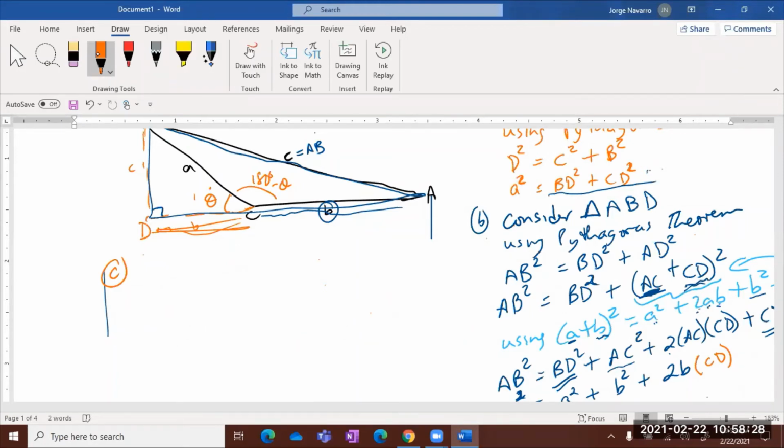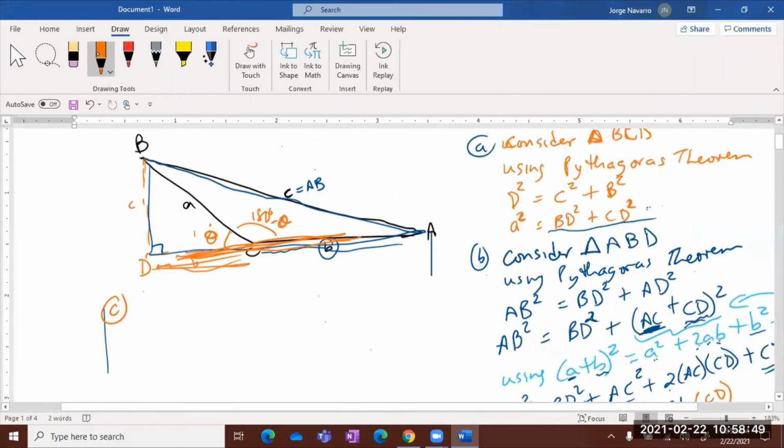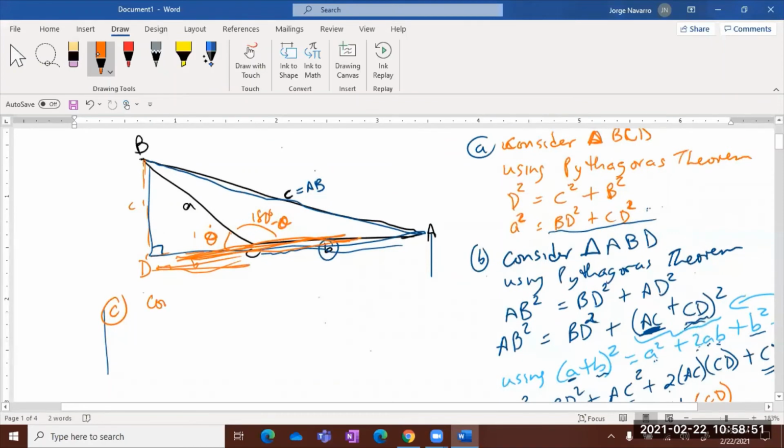No, sir. How much does a straight angle have? How many degrees does a straight angle have? 180. So if this is theta, then the remainder will be 180 minus that, isn't it? Yes or no? Yes, sir. Yes, exactly. So now let me consider now the same triangle, BCD.